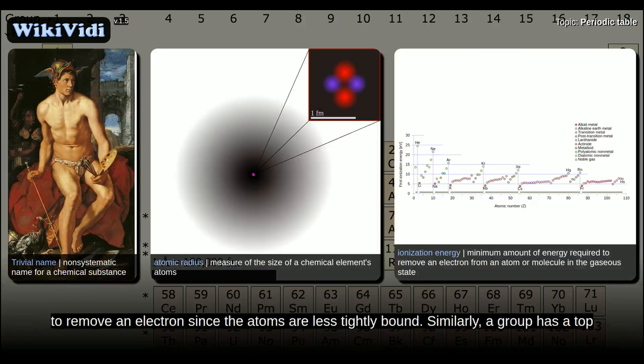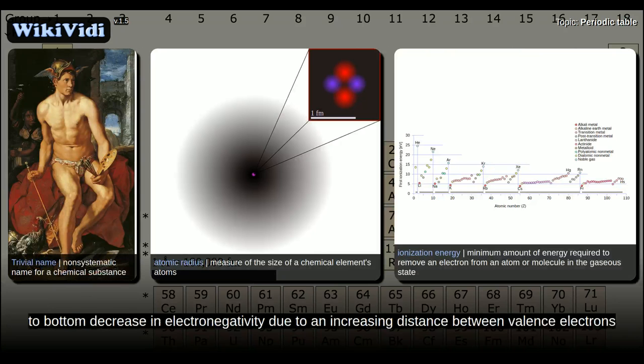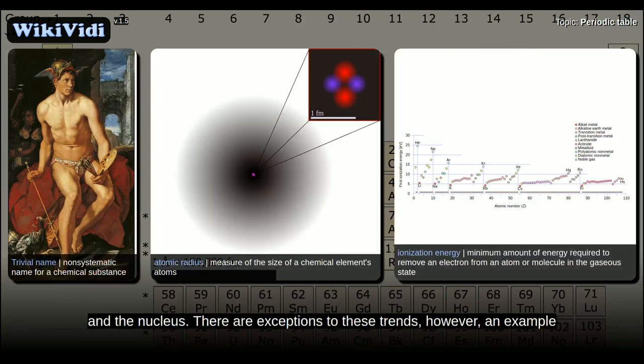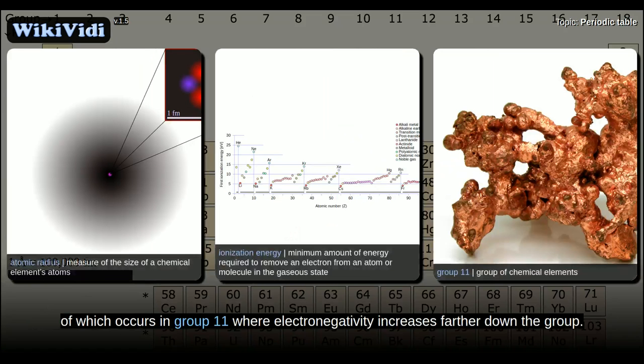Similarly, a group has a top to bottom decrease in electronegativity due to an increasing distance between valence electrons and the nucleus. There are exceptions to these trends, however, an example of which occurs in group 11, where electronegativity increases farther down the group.